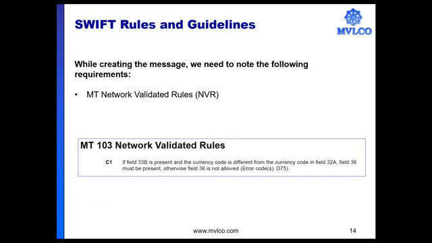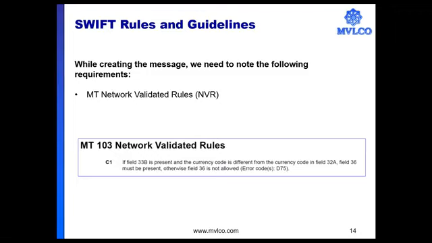Now when we create the message, any Swift message for that matter, this is not limited only to category 1, category 2 and category 9. When you want to create any message from category 1 to category 9, the message needs to comply with 4 basic requirements. Out of these 4 basic requirements, 2 requirements are mandatory, they are a must, and 2 requirements are not mandatory, they are optional. You may follow them, you may not follow them. We are now going to discuss the first mandatory requirement.